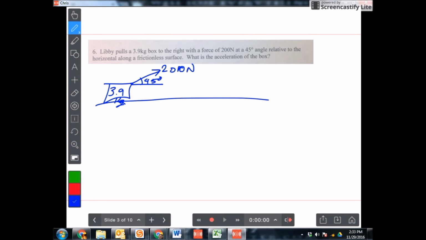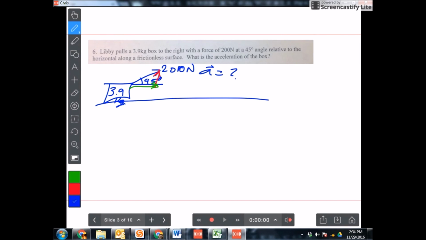All right. And then, of course, this is a frictionless surface, and we're trying to figure out what's the acceleration of the box. Okay? Now, does that 200 Newton force lie on the x or y axis? No. What do you have to do? Decompose it. That means that you're going to have an x component and a y component of that force, right? How do I decompose? Very good.